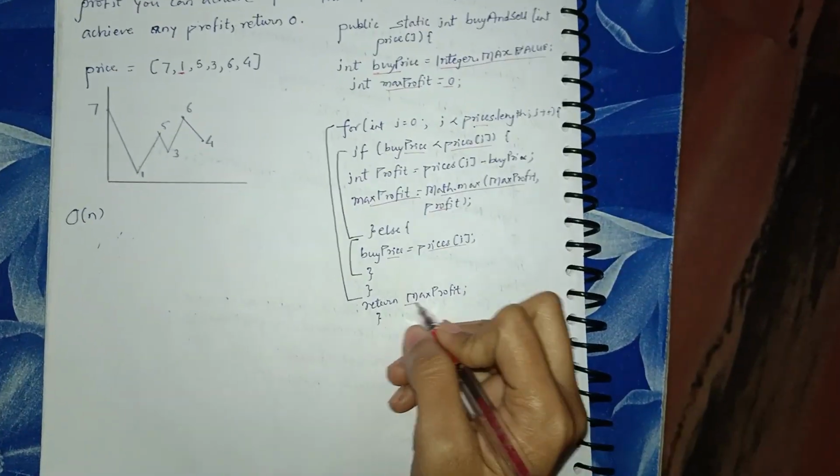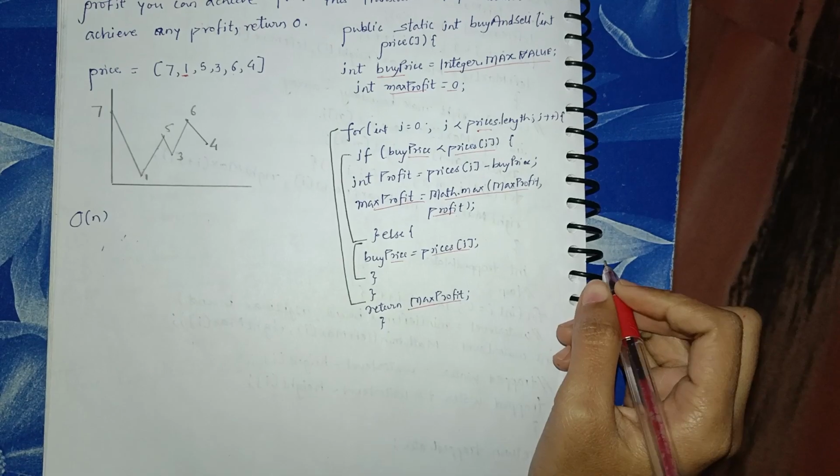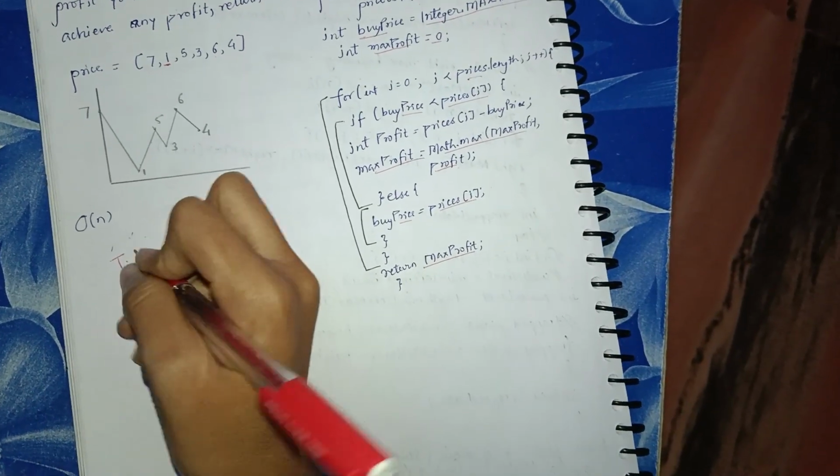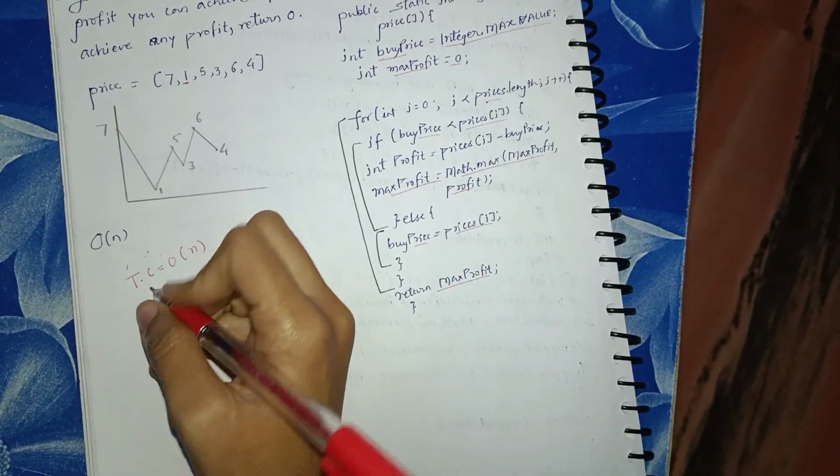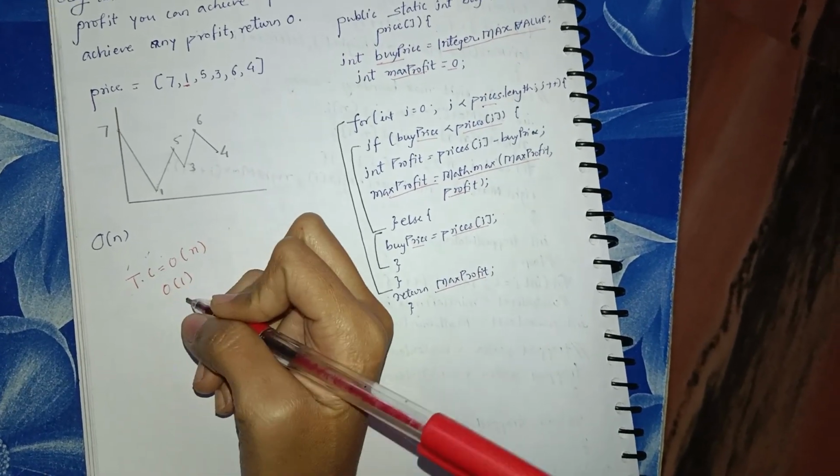This approach works in time complexity of big O of n, and the space complexity is big O of 1.